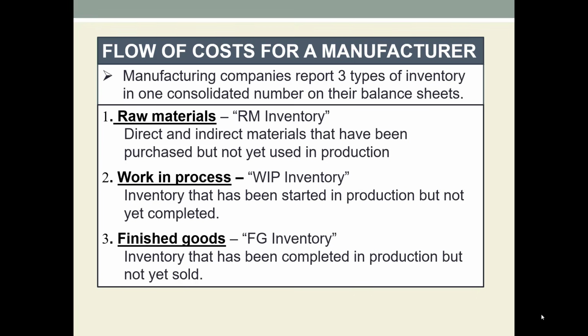They'll have work in process inventory, that is inventory that is started into production but it's not yet completed. And then they'll have finished goods inventory, and this will represent inventory that's been completed but not sold. So this would be in the finished goods warehouse, ready to be sold.